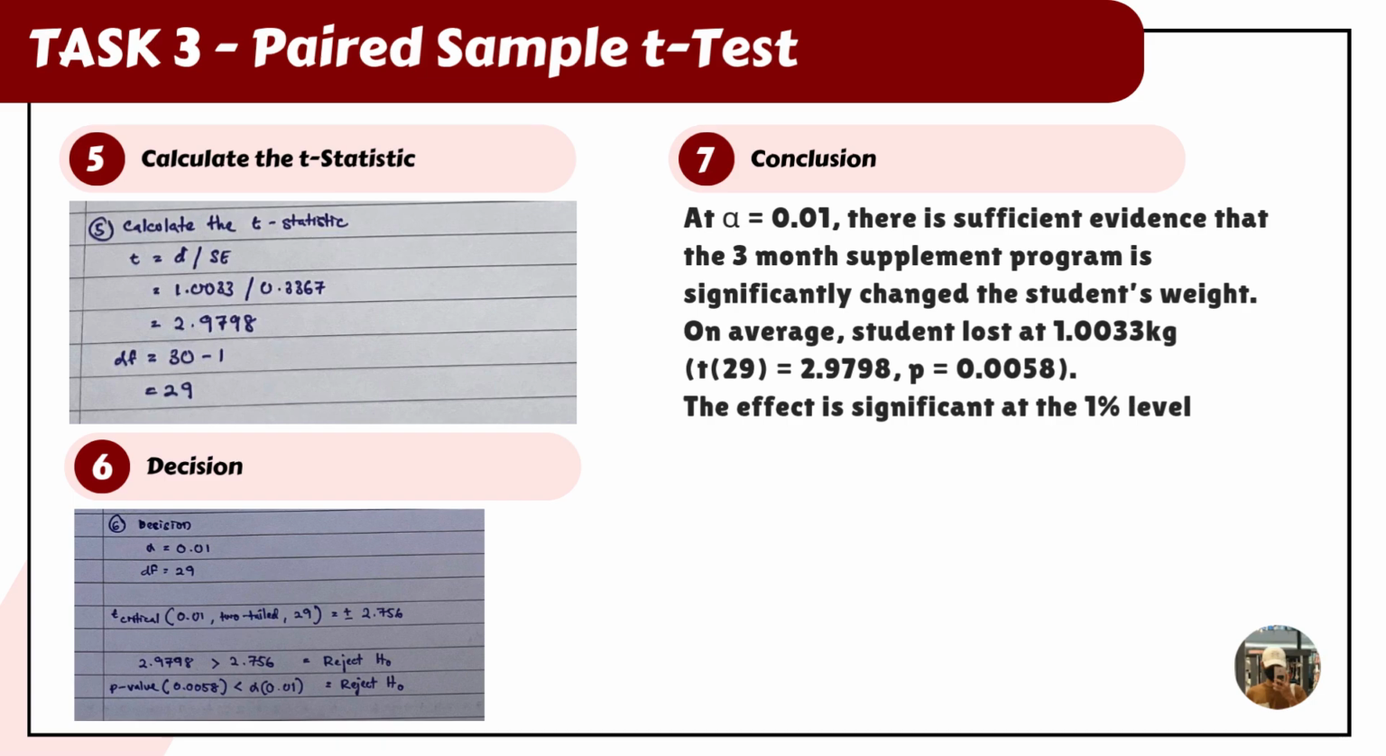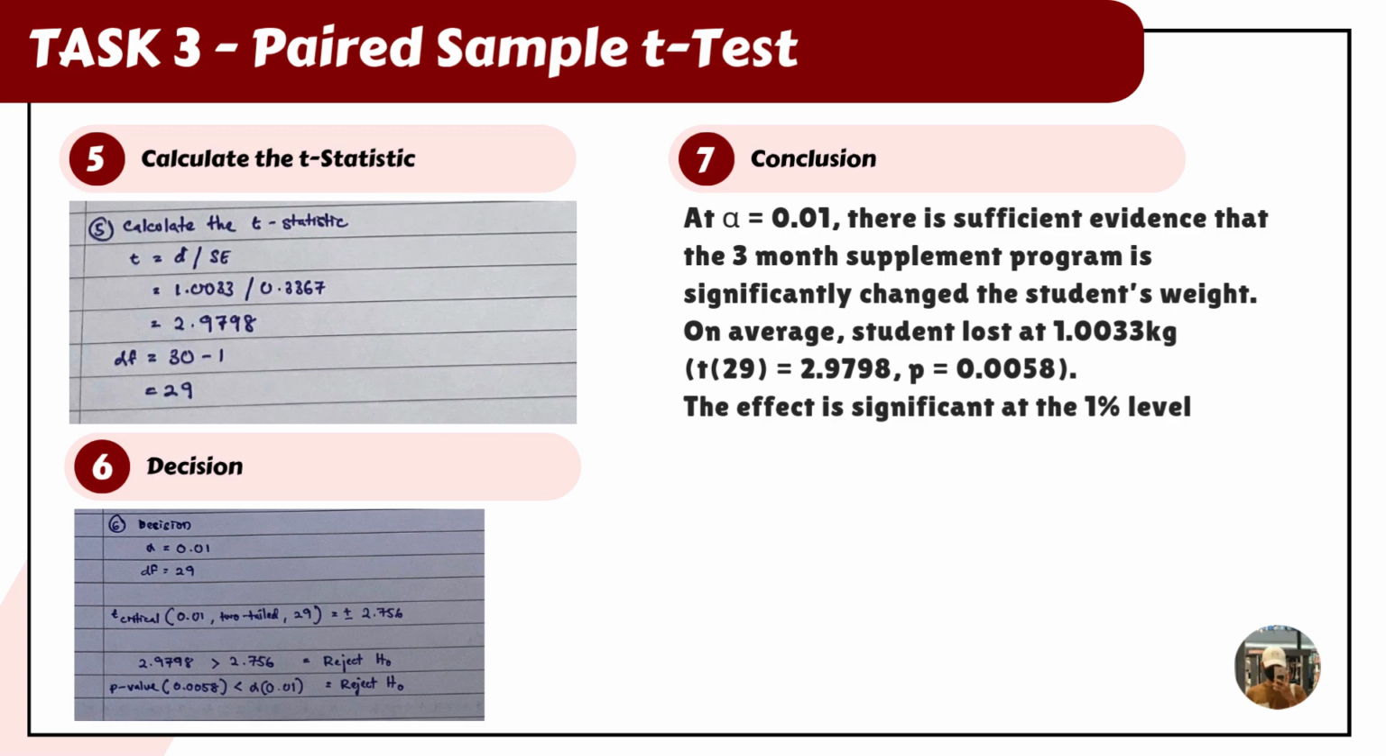Next is the decision, with alpha 0.01 and df 29. The t critical is plus or minus 2.756. Since 2.9798 is bigger than 2.756, we conclude to reject the null hypothesis. Also, the p-value 0.0058 is smaller than alpha 0.01, so we can conclude we reject the null hypothesis.